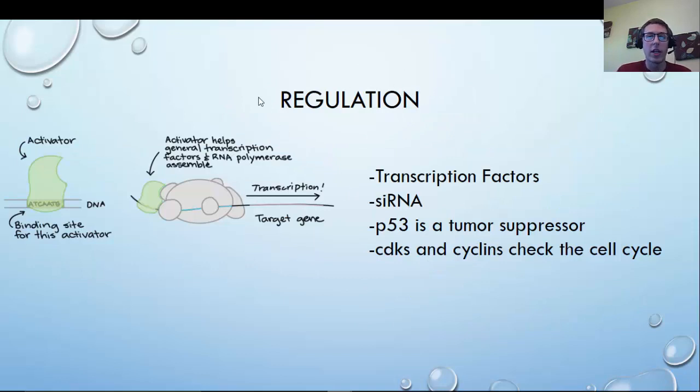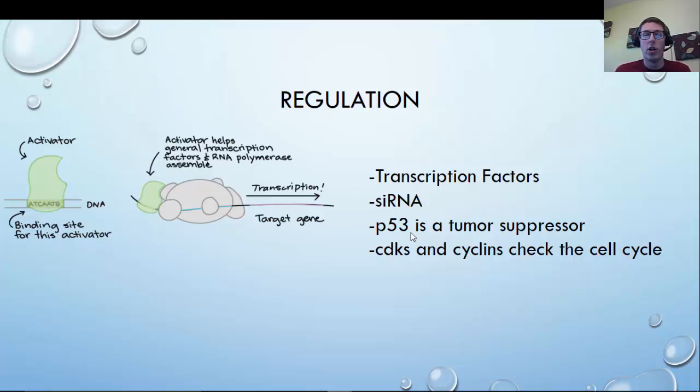Regulation, we talked a lot about regulation. Most regulation is due to transcription factors. Remember, we talked about that with cell signaling. Something binds a receptor, that causes an amplification, and then that makes transcription factors, which turn other things on. That's how you get the cell signaling pathway. A transcription factor is just something that causes transcription to occur if it's an activator, or not occur if it's a repressor. There's also interfering RNA that can come and cause the mRNA to be broken down.